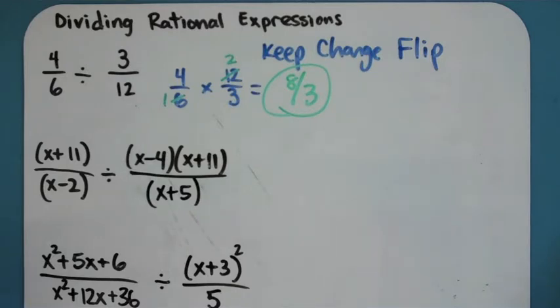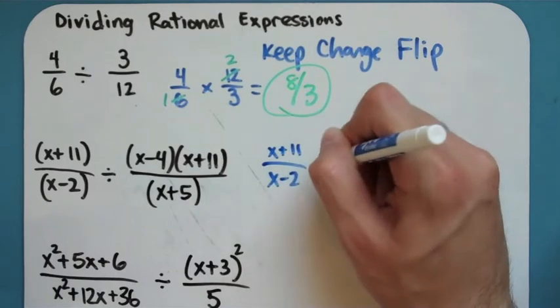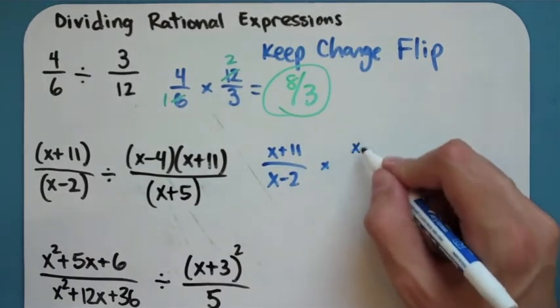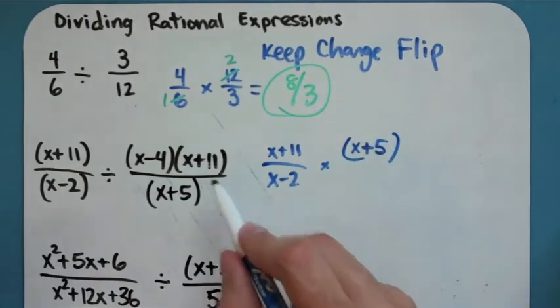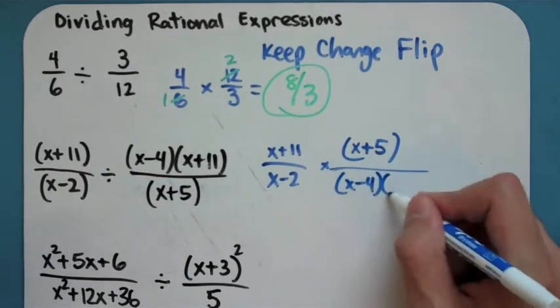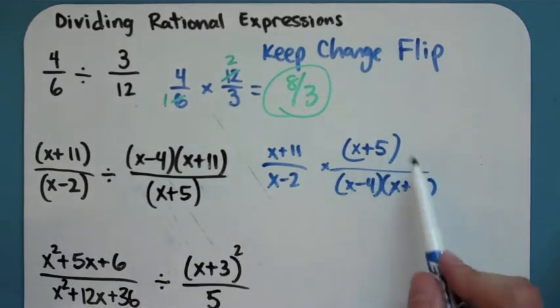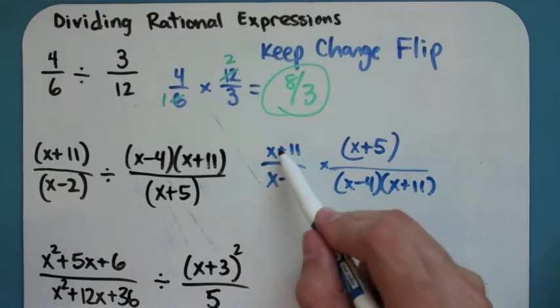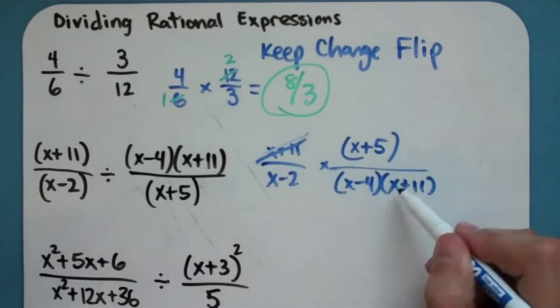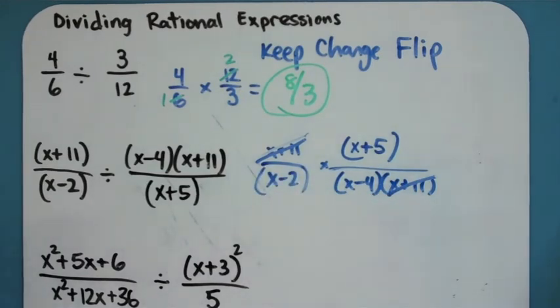So, the same principle applies to this other problem right here when we have variables involved. Keep the first fraction the same, so we've got x plus 11 over x minus 2. Change the sign to multiply and flip the second fraction over. So now the x plus 5 is on top, and these two, x minus 4 and x plus 11, are on the bottom. It's a little bit annoying to have to rewrite this, yes, but it makes your job a lot easier. We can see that there's an x plus 11 and an x plus 11 that are going to cancel, and there's nothing else that can be done at this point. No other terms that are the same.